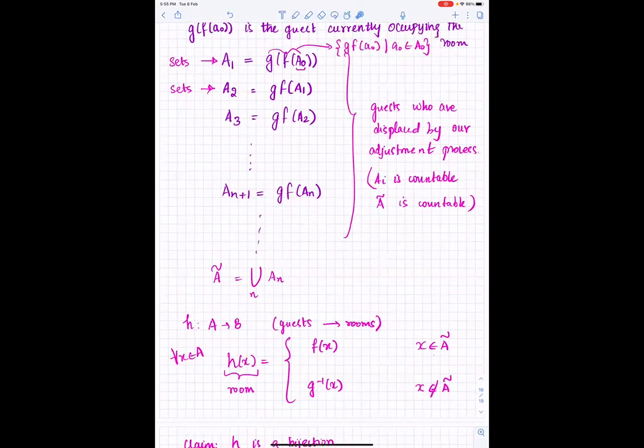So the proof in most textbooks would not probably go this way via the guest room thing. Even in Enderton, he just says that look at the function h, consider this function, this is a bijection. That's all.